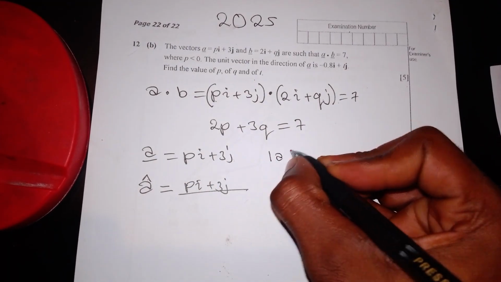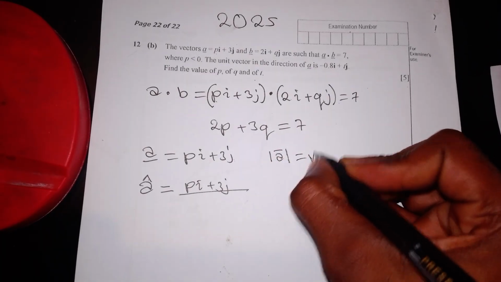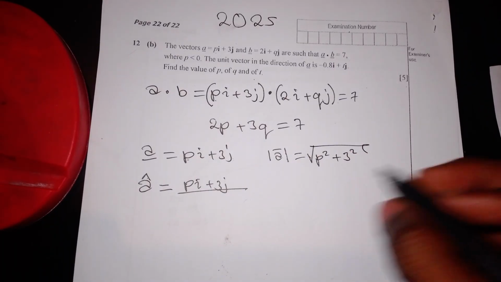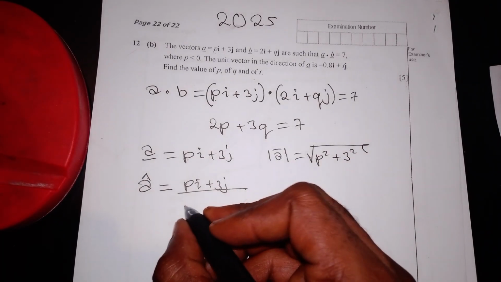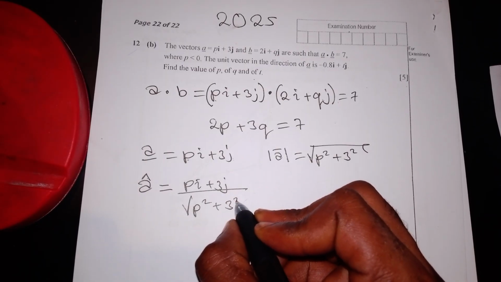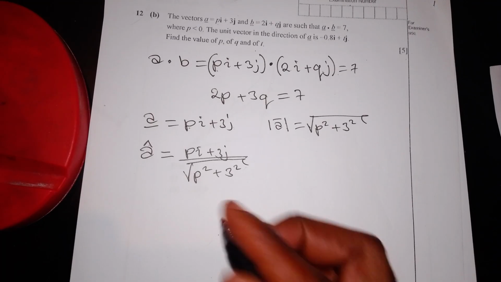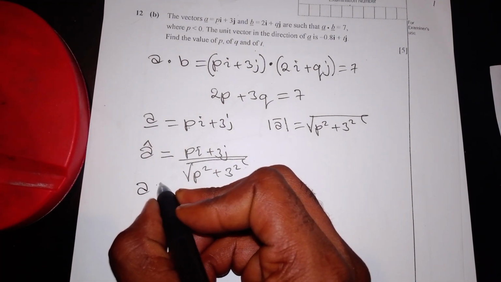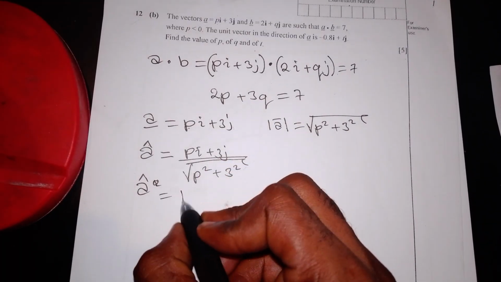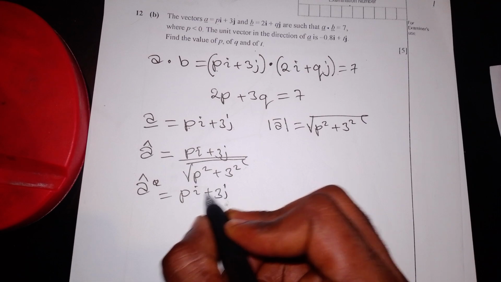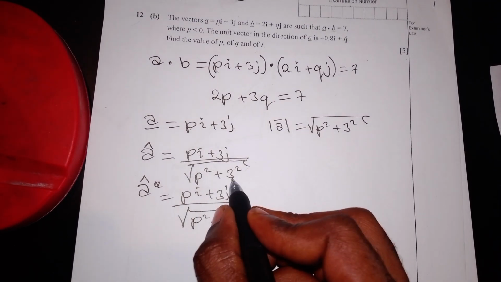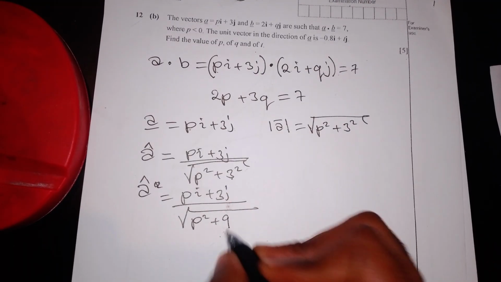So the magnitude of a is, you square this, that's p squared plus 3 squared. So this is your magnitude. Of course, these two are unlike terms, so you can't add them. So you have the unit vector of a is equal to pi plus 3j everything over the square root of p squared plus 3 squared, which is 9.